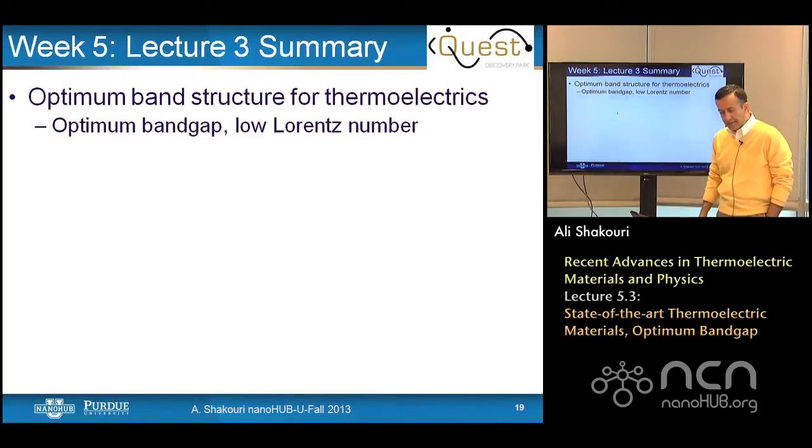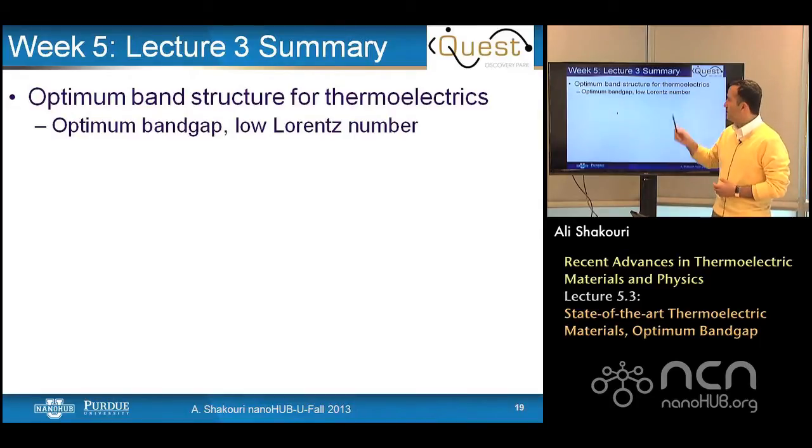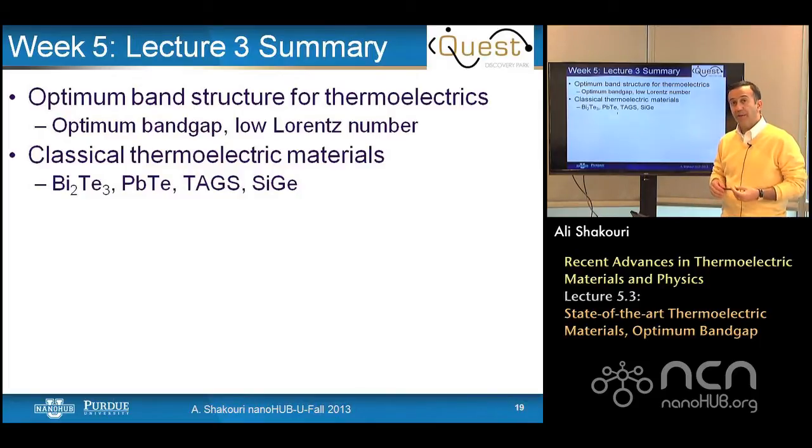Let me summarize week 3. The optimal band structure for thermoelectrics, we discussed it. We discussed what the requirements are to get the lower Lorenz number. Then we reviewed what the classical thermoelectric materials are: bismuth telluride, lead telluride, TAGS, and silicon germanium.